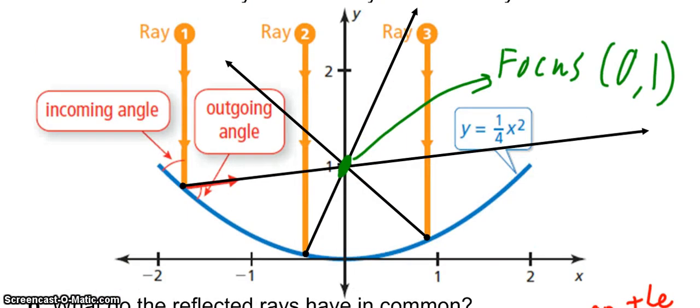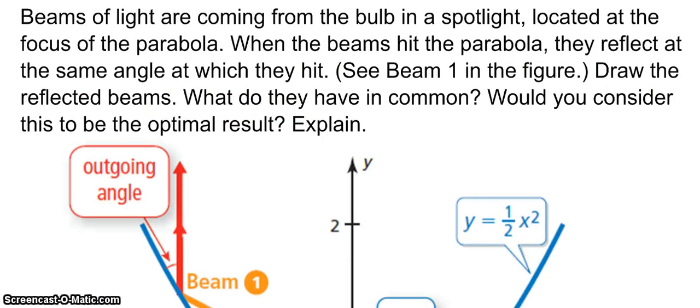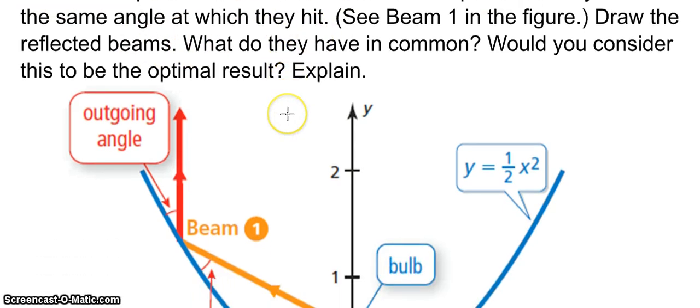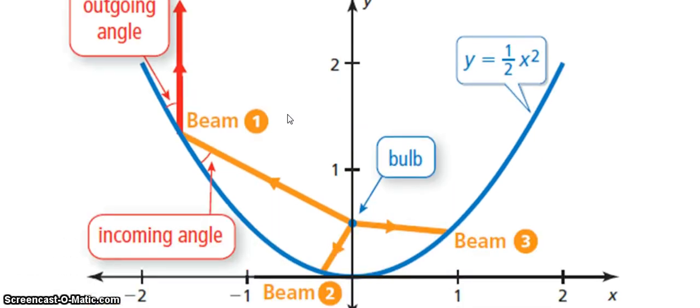That's math for you. Okay, similar sort of application, but in the opposite direction. So beams of light are coming from the bulb in a spotlight located at the focus of a parabola. When the beams hit the parabola, they reflect at the same angle at which they hit. Draw the reflected beams. What do they have in common? Would you consider this to be the optimal result?